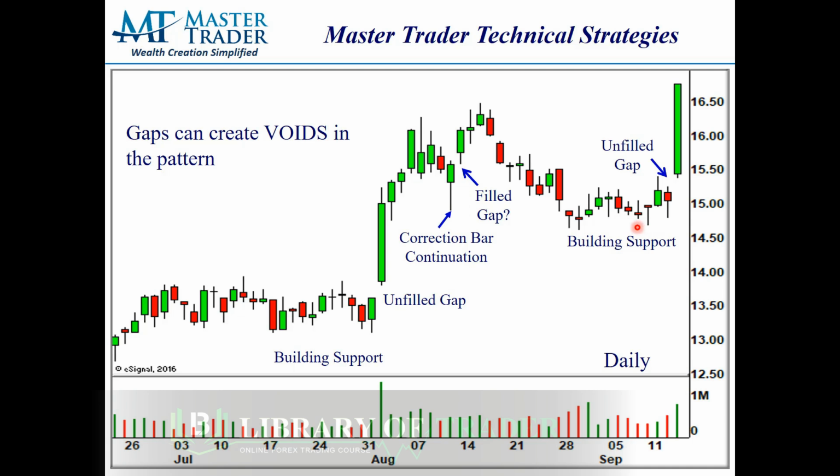Another area where support is building after a move lower, and this pivoting here, as I like to call it, which means it was moving down, it stalled and started moving back up again, and then there was a retest of that area, building support, and then prices gapped up. Another pattern where a gap above this area of support is suggesting a move higher.